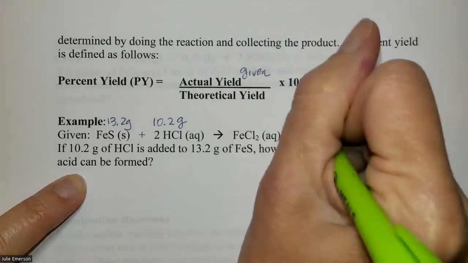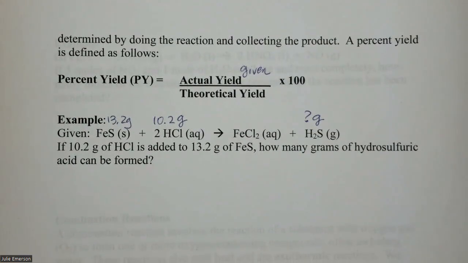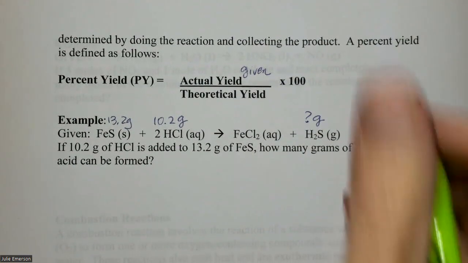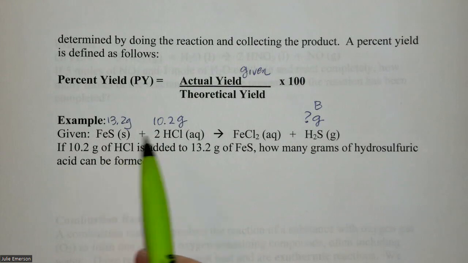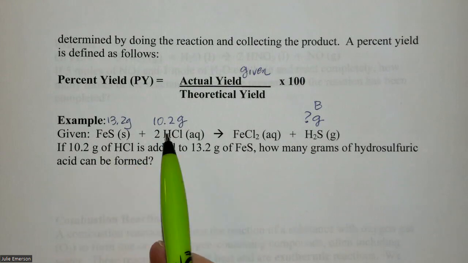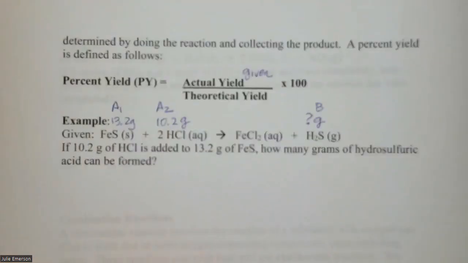And we want to know how many grams of H2S could we make. So that is the classic limiting reactant problem, right? The question mark is still the B. It's still where we're headed. And the quantities of both reactants, these are both A's. So I'm going to call them A1 and A2.